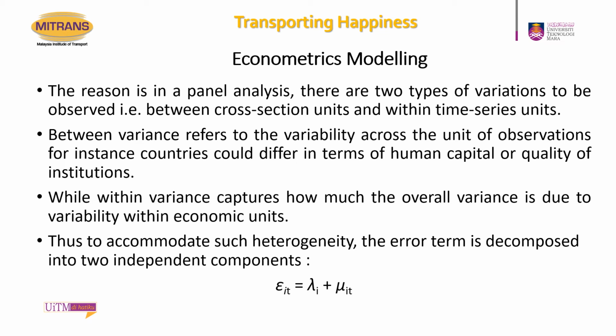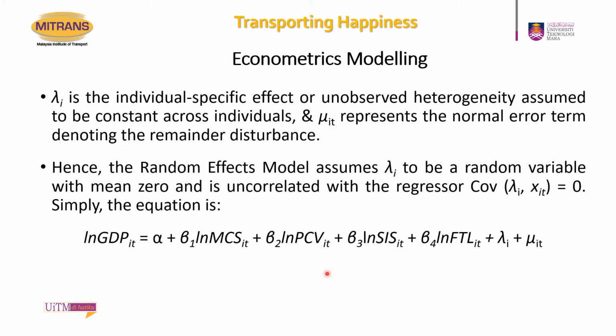For instance, countries could differ in terms of human capital, factor endowment, or even the quality of their institutions, while within variance captures the overall variance due to the variability within economic units. So to accommodate such heterogeneity, the error term is decomposed into two components, that is lambda i, shown by this equation here, and mu it. Lambda i refers to the specific individual effect, which is assumed to be constant across individuals, and mu it represents the normal error term.